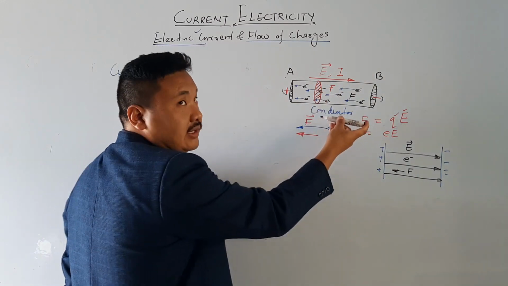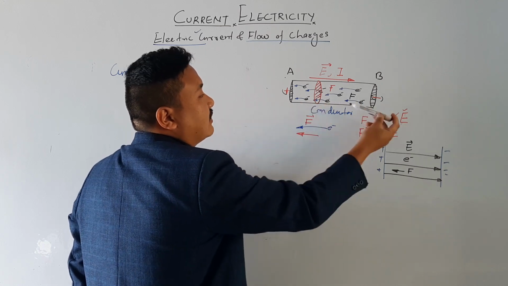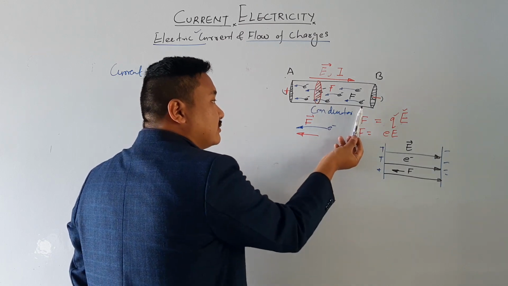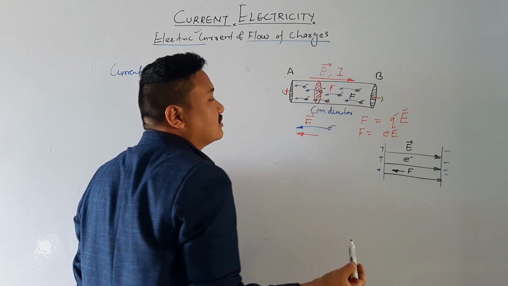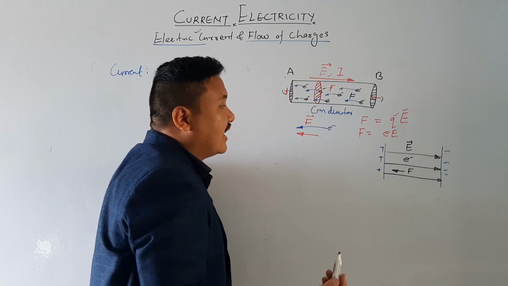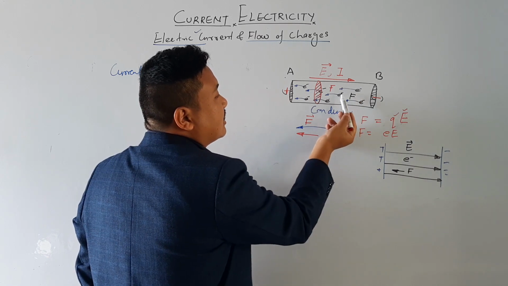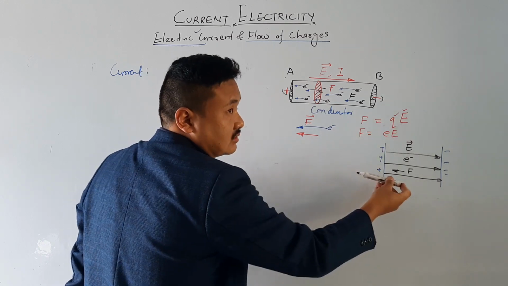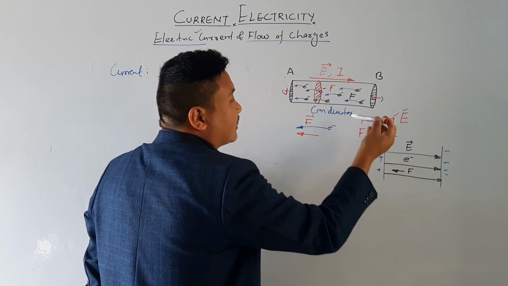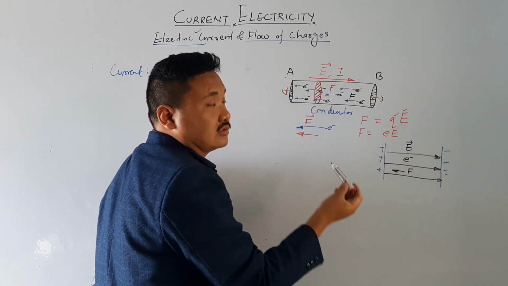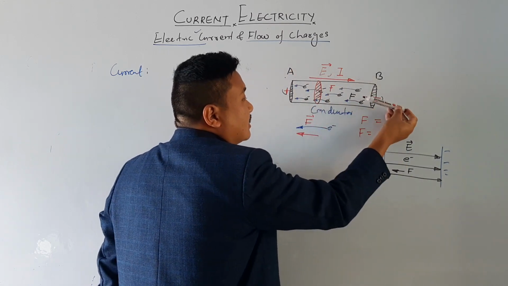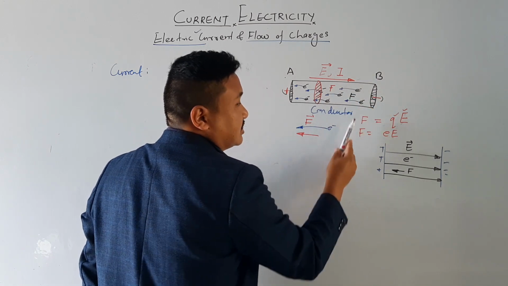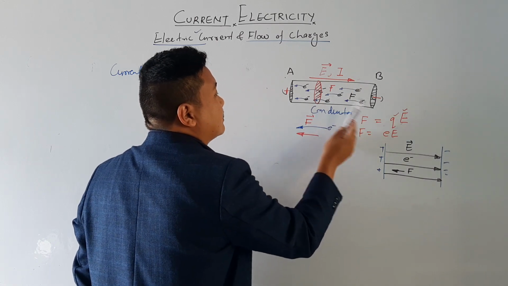Okay, and in 1 second how many electrons are coming in this direction? See, why are electrons coming in this direction? Because electrons are negatively charged particles. Okay, and the direction of force experienced by each and every electric charge, that is the electron, is opposite to the electric field. So the electric field is in this direction and the force is in this direction. That is why the electric charges, which are electrons in this case, are coming in this direction.